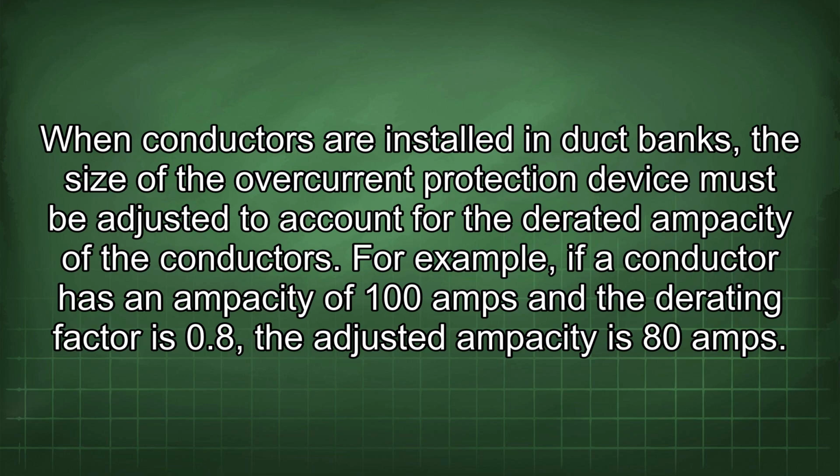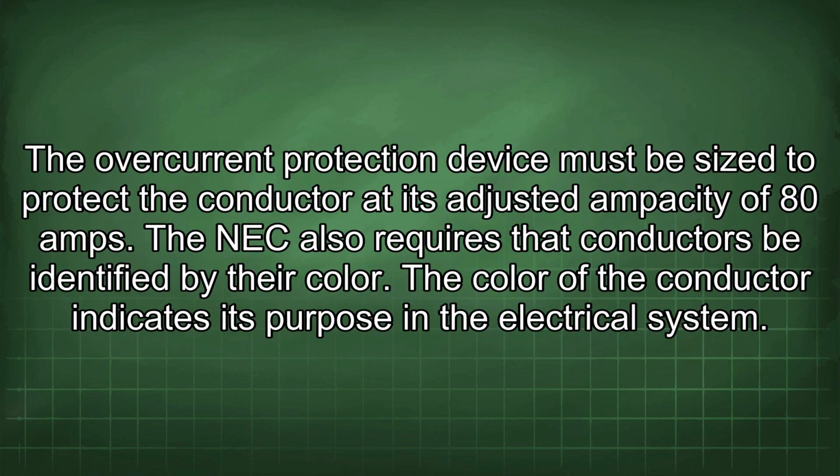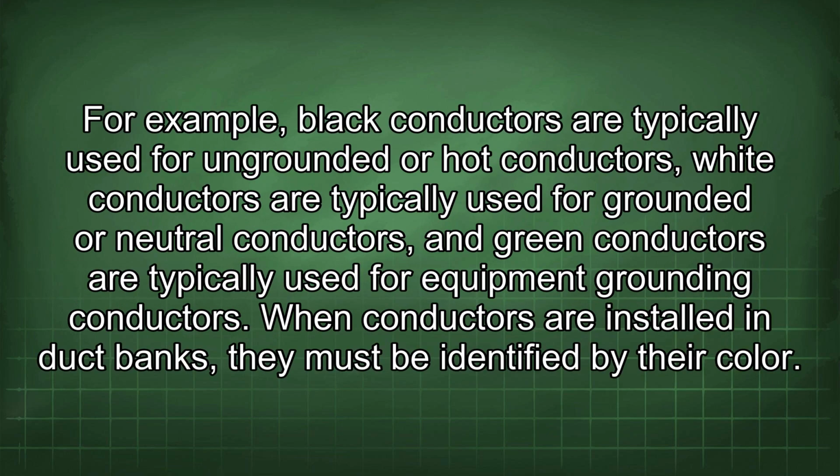For example, if a conductor has an ampacity of 100 amps and the derating factor is 0.8, the adjusted ampacity is 80 amps. The overcurrent protection device must be sized to protect the conductor at its adjusted ampacity of 80 amps. The NEC also requires that conductors be identified by their color. The color of the conductor indicates its purpose in the electrical system. For example, black conductors are typically used for ungrounded or hot conductors, white conductors are typically used for grounded or neutral conductors, and green conductors are typically used for equipment grounding conductors.